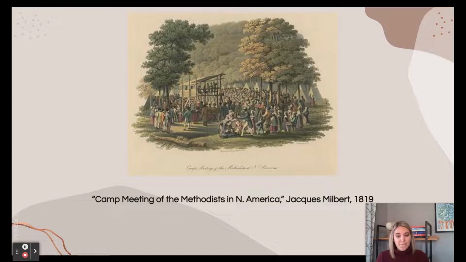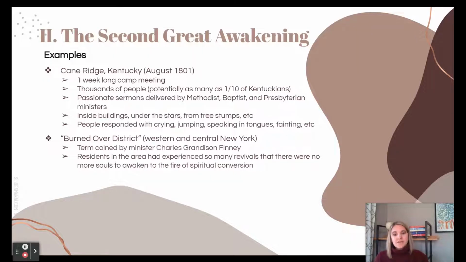Here's an image of a camp meeting of Methodists. So you can see that there's tents in the background, a large crowd. It's out in the wilderness, very different from the traditional church services that many were accustomed to up till this point. So, some examples of the Second Great Awakening that you might want to be familiar with.